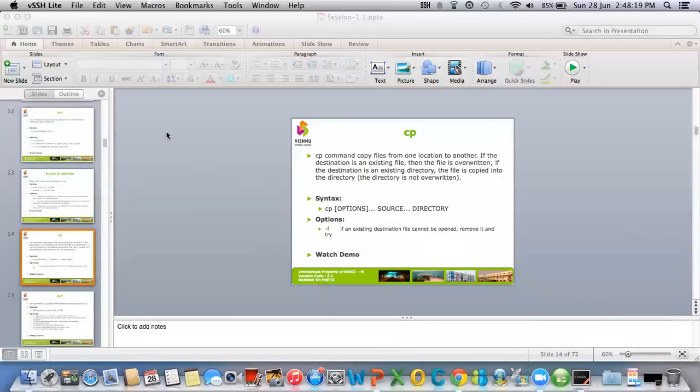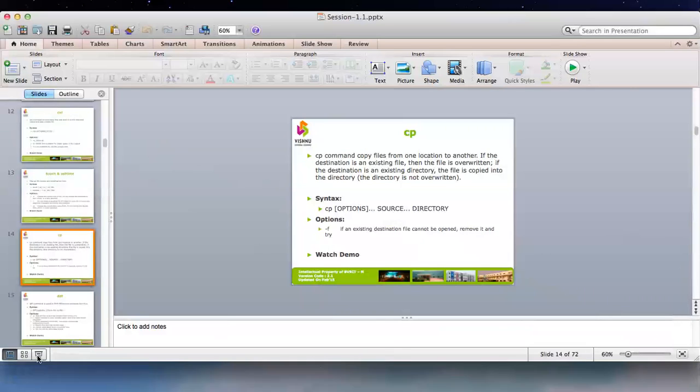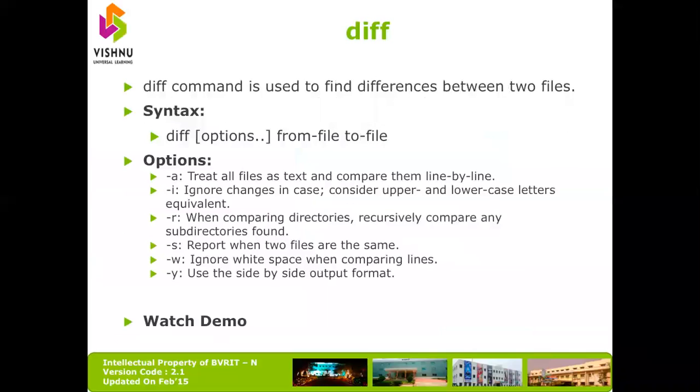Let us go forward and see what is the next command in the list. The command is diff. Diff is a command which is used to find out the difference between two files, the source file and the destination file, or from file to file. It also comes with many options, which are not really recommended here. You can pause this video and try out multiple options after the demo is over. But in short, diff is a command which will find out the differences between two files.